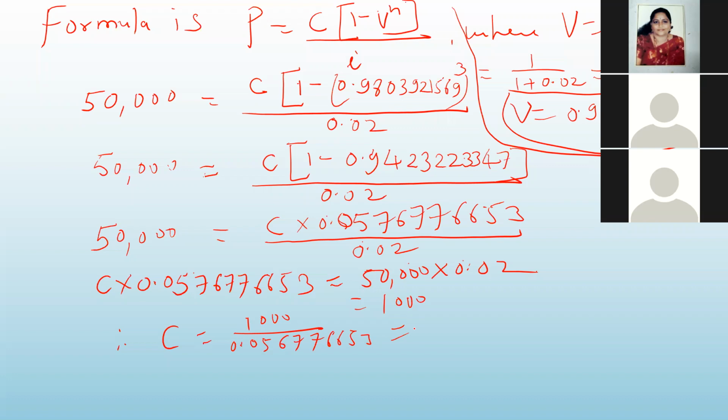See, in mathematics, you have a lot of calculation to do. 1,000 divided by 0.05776776653 gives you 17,337.73. So this much is the value of C. That means your EMI amount is coming as 17,337.73.